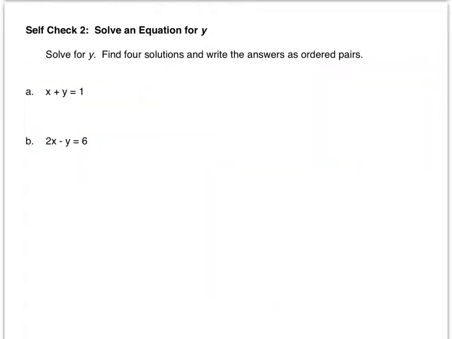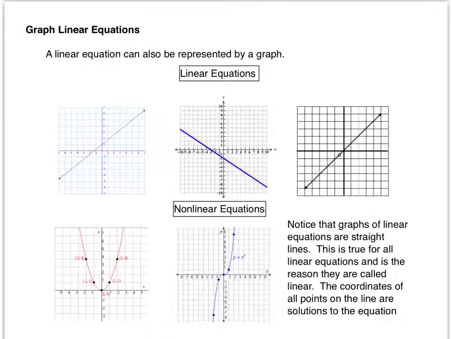In self-check number 2, you'll try a couple of these for yourself. Solve for y and then find 4 solutions and write the answers as ordered pairs. So the first thing I want you to do on the back of your notes is to solve the equations in A and B for y, and then go ahead and set up your table as we have in the previous ones. Substitute in your x values that you choose, find y, and then write your solutions as ordered pairs.